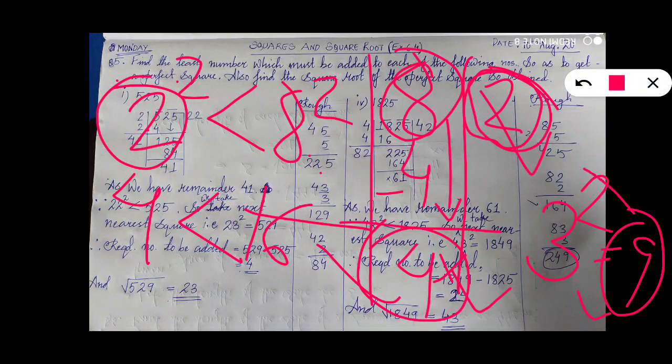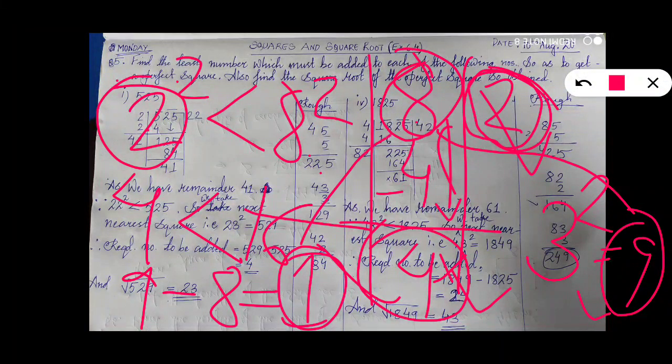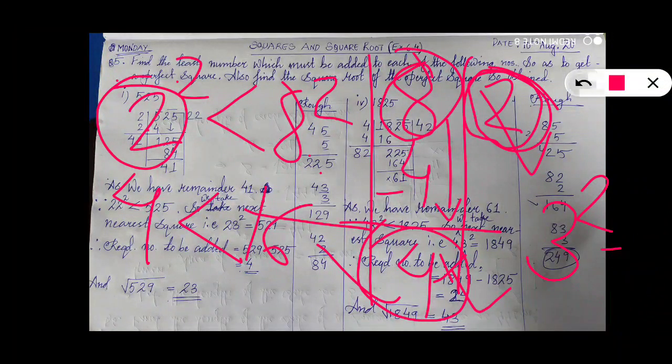Now 9 minus 8 will give you 1. So 1 must be added to 8. So in that way you get a perfect square 9. 1 should be added to 8. So what must be added? 1 must be added. So in this way you have to do. I know all of you have not understood yet, isn't it?